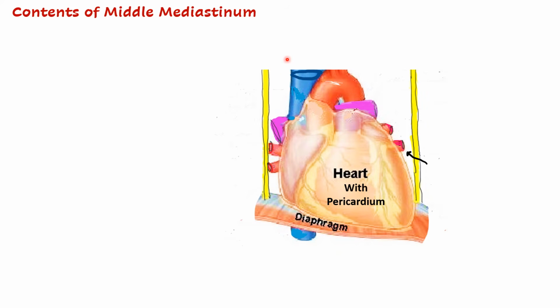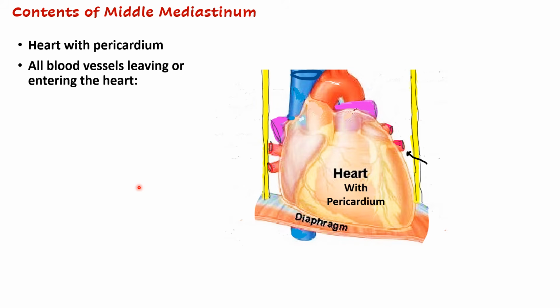Contents of the middle mediastinum. Let us look at that. As I told you earlier, the main thing that you have to remember is the heart, heart with the pericardium, and all the big blood vessels which are either entering into the heart or leaving the heart. Those are the main contents, and you can see here two nerves also which are supplying this muscular structure, that is diaphragm. These nerves are the phrenic nerves. So let us look at the contents of this. To begin with, heart with the pericardium. Then, as I said, all blood vessels leaving or entering the heart.